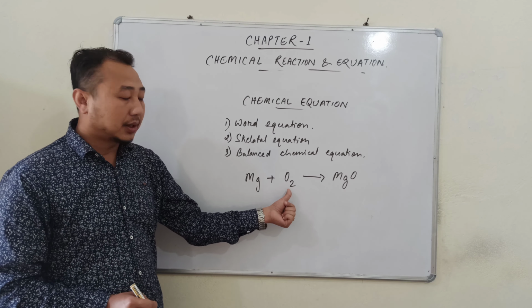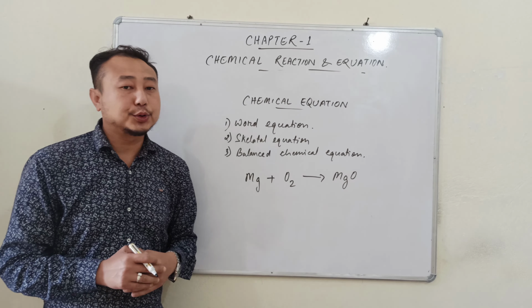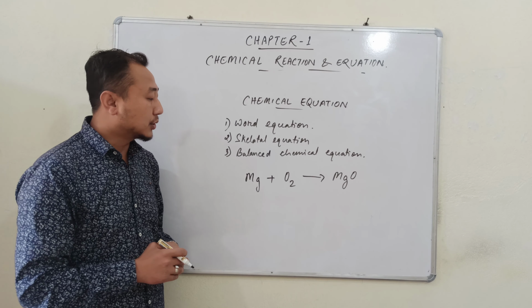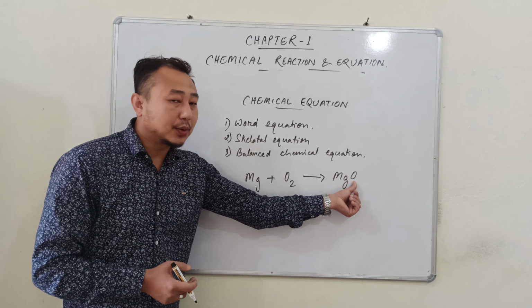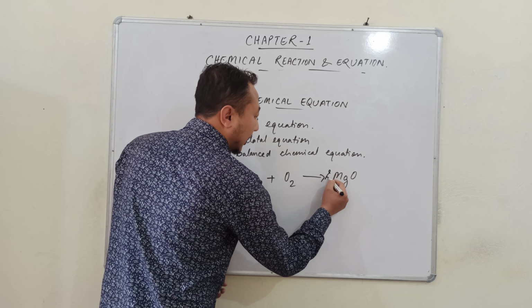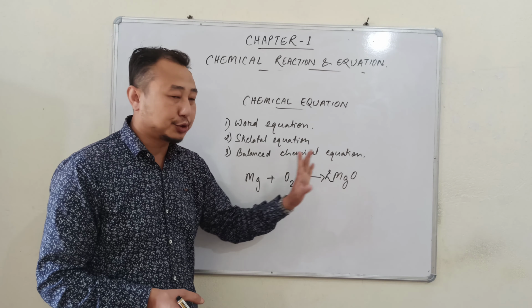For oxygen, the number of atoms is 2 on the reactant side, while on the product side, only 1 atom of oxygen is present. So in order to balance it, I am going to make the number of oxygen here as 2 by putting a number in front, that is 2. The 2 that I put here in front of this magnesium oxide will be for both magnesium and oxygen.